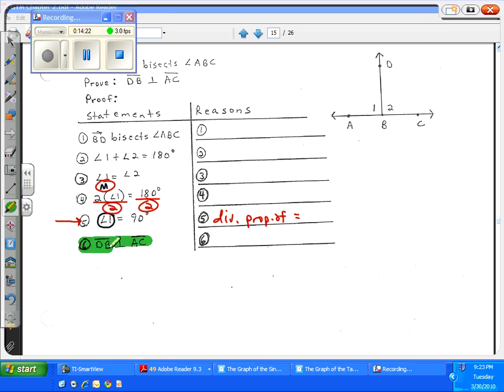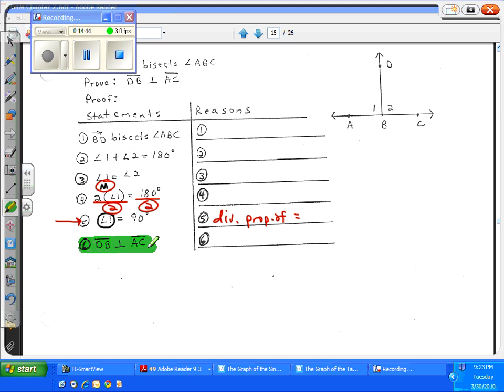And then we get to the final statement. DB is perpendicular to AC. Now, that's never going to be in the given. If it was given what you're trying to prove, you wouldn't have anything to prove. If you already know what you're trying to figure out, don't be trying to figure it out. You already know it, you see.